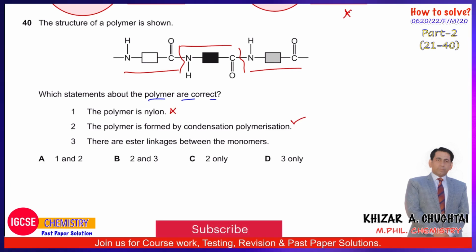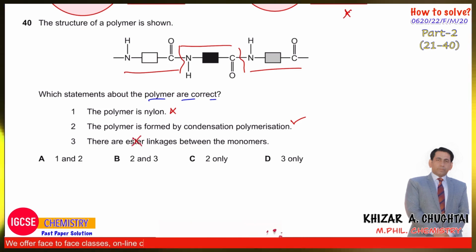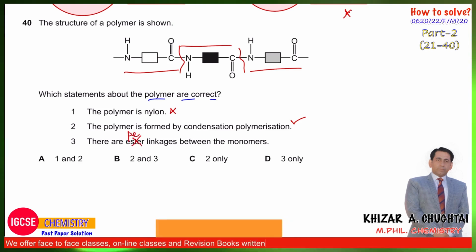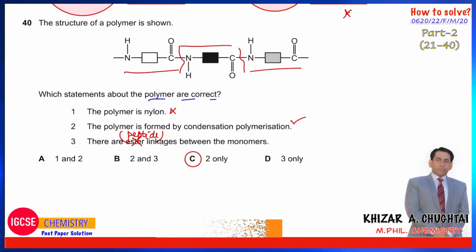There are ester linkages between the monomers? No, there are no ester linkages. They are basically peptide linkages between the monomers. So 2 only, C only. The C option is the correct option.